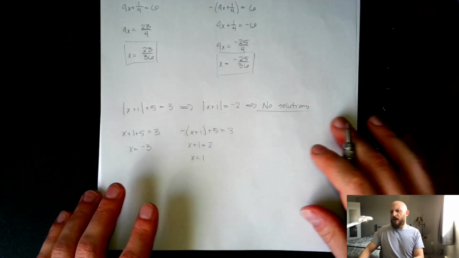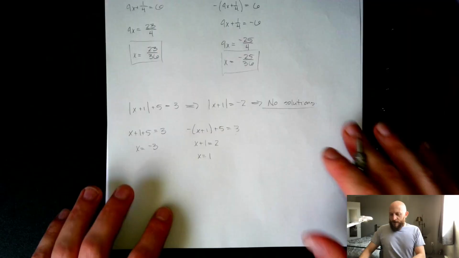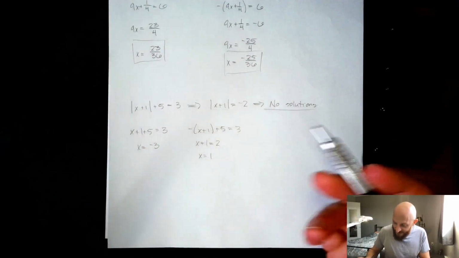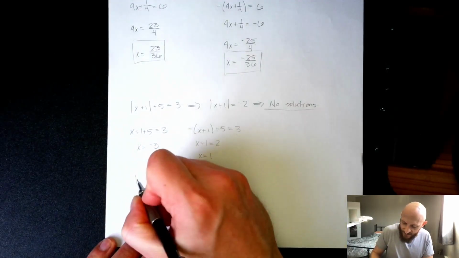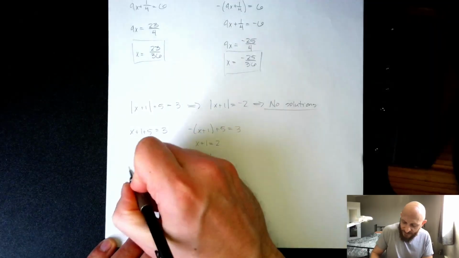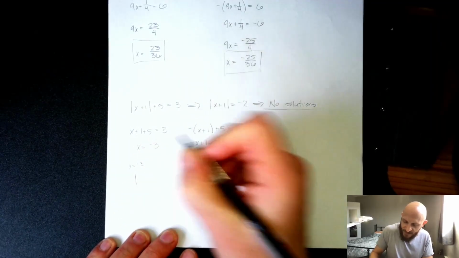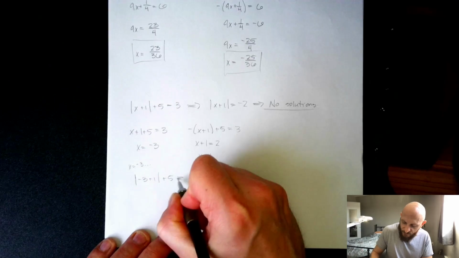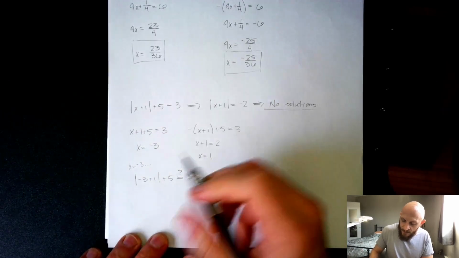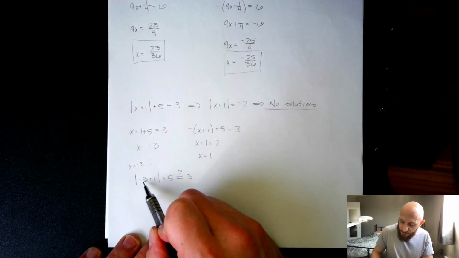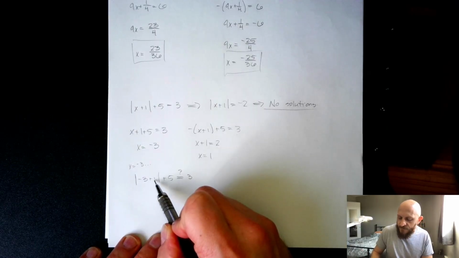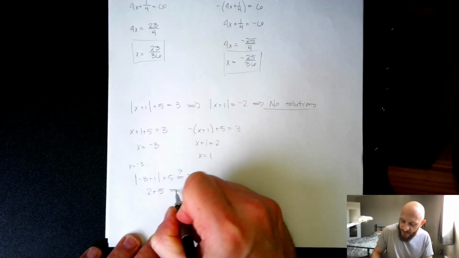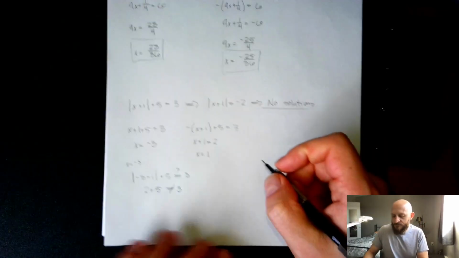Okay, so we found some solutions. But I claimed a second ago there are no solutions. So let's see what happens if we check our solutions. When x equals negative 3, what do we get? We would have the absolute value of negative 3 plus 1, plus 5, and we're checking, does that come out to 3? Well, negative 3 plus 1 is negative 2. The absolute value of negative 2 is positive 2. 2 plus 5 does not equal 3. 2 plus 5 is 7.